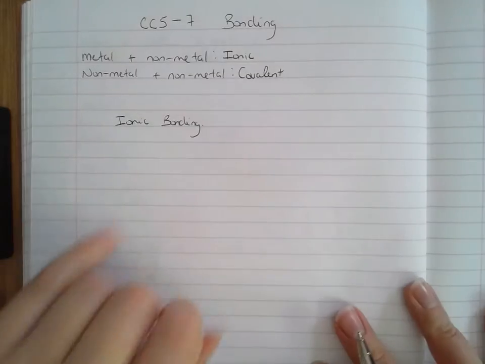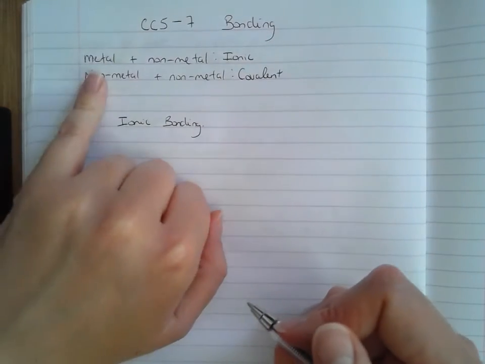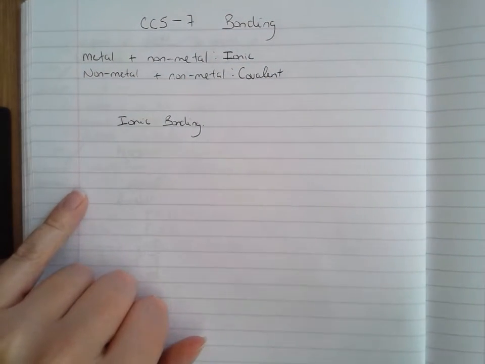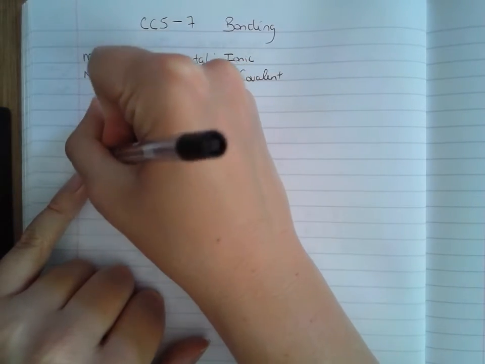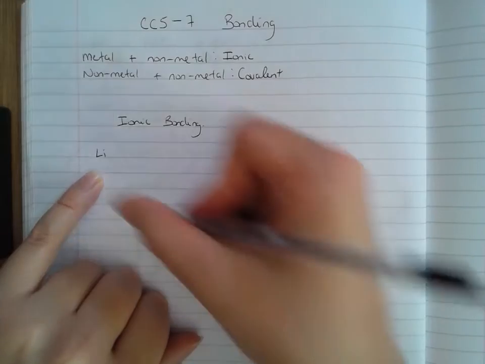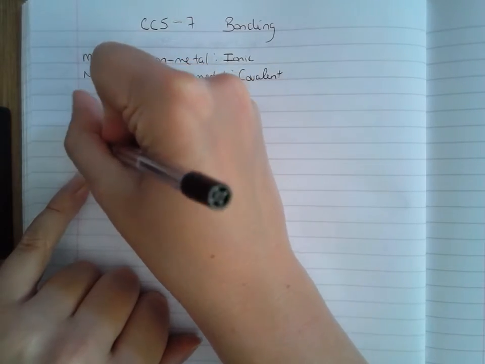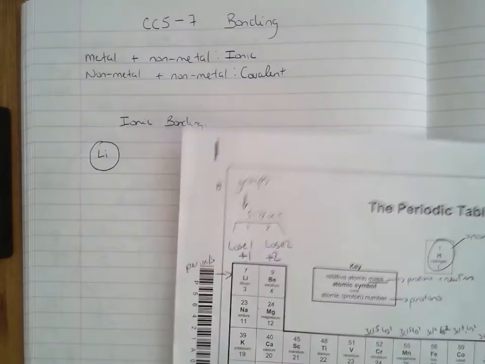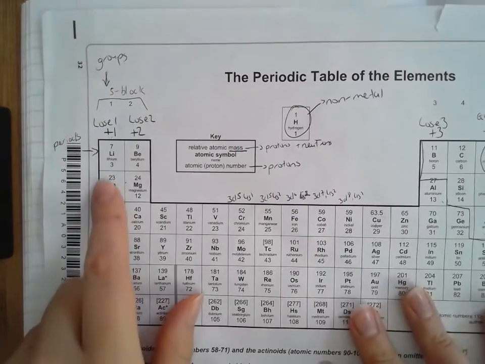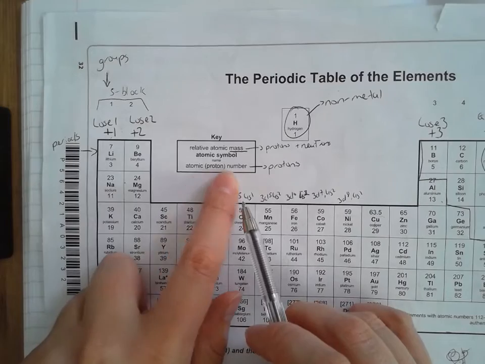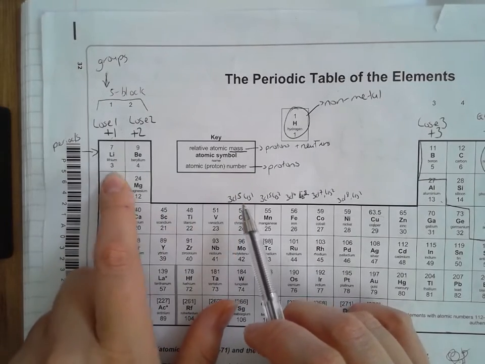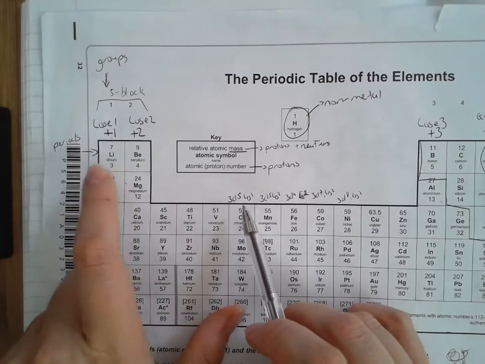Okay, I'm just going to draw you a little example. Okay, it's between a metal and a non-metal. I'm going to draw you an example of a metal, and the metal I'm going to draw is lithium. Okay, so I'm going to put Li, and I'm going to draw a circle for the electrons. If I wanted to know how many electrons lithium has, I would look at my periodic table. Okay, I would see that the atomic number or the proton number is 3, and I know if the number of protons is 3, the number of electrons is also 3.